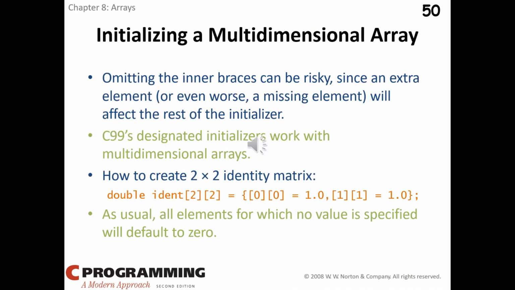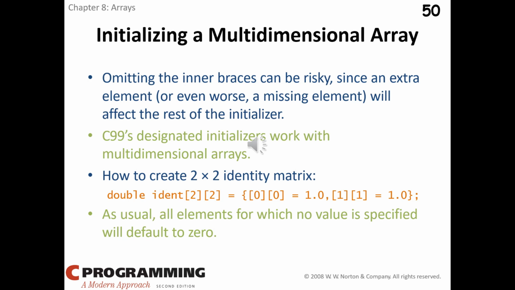Okay, so when we talk about initializing a multi-dimensional array, it's like setting up multiple boxes inside one big box. Now, if we leave out smaller boxes inside, it's a bit risky, because if we miss one or add an extra one, it can mess up everything else inside the big box. But don't worry, there's a cool trick from C99 called Designated Initializer, which helps us work with these big boxes full of smaller boxes more easily.